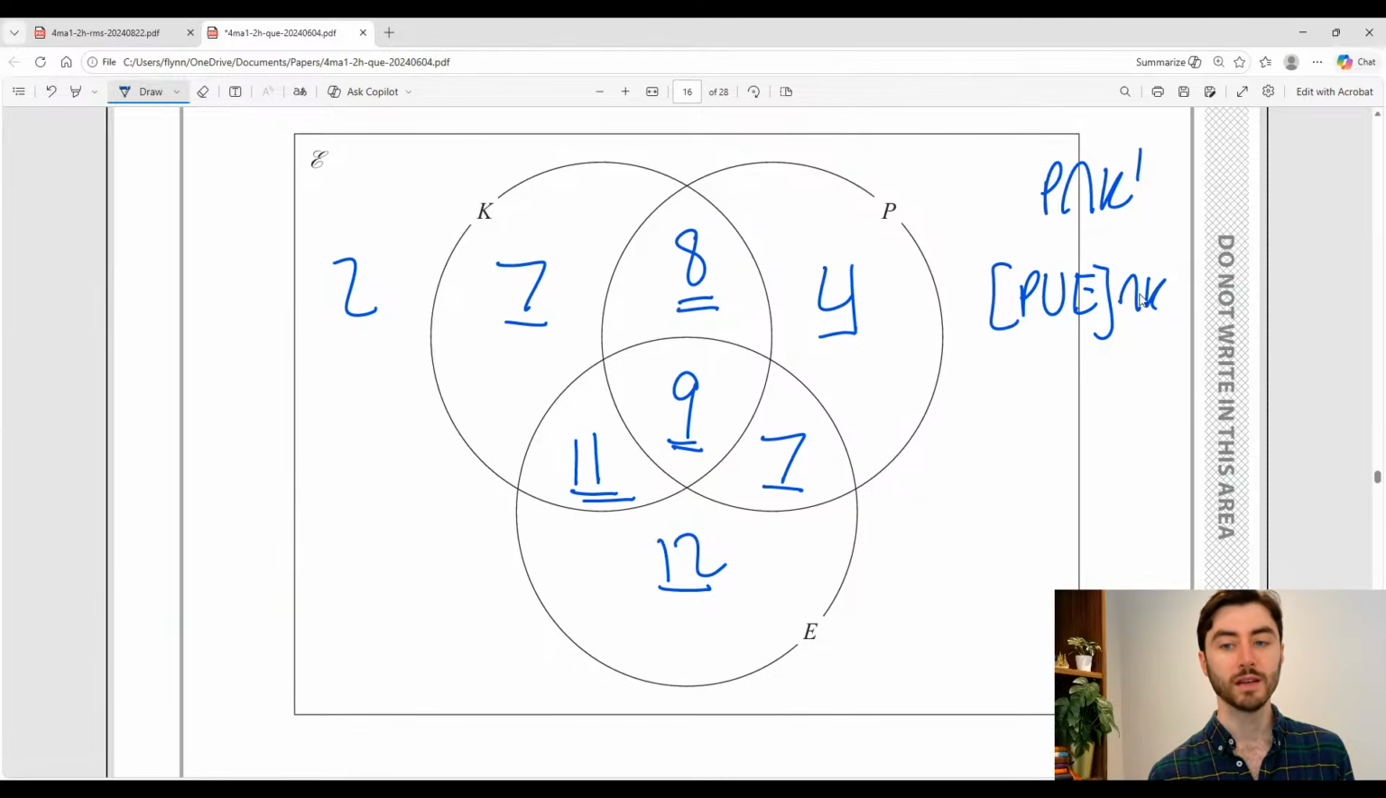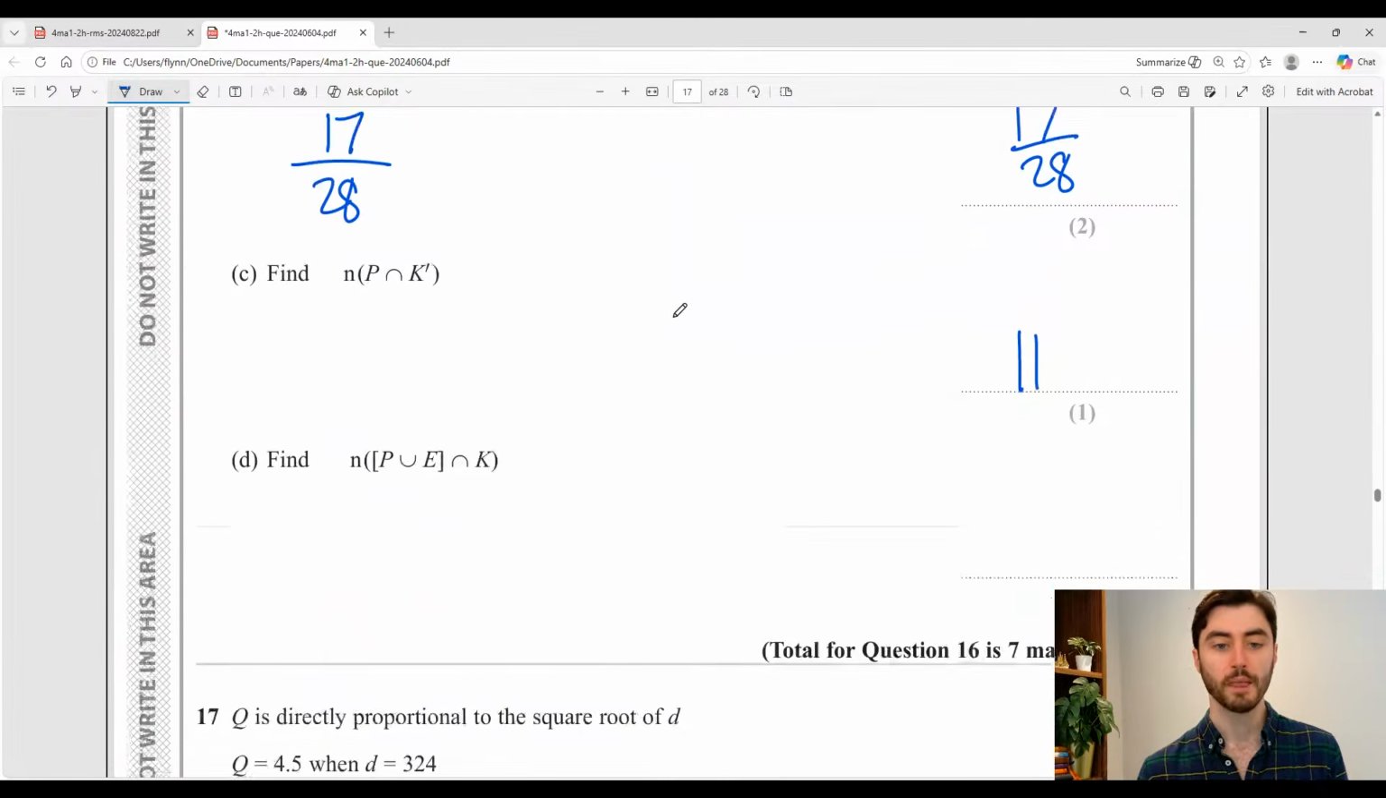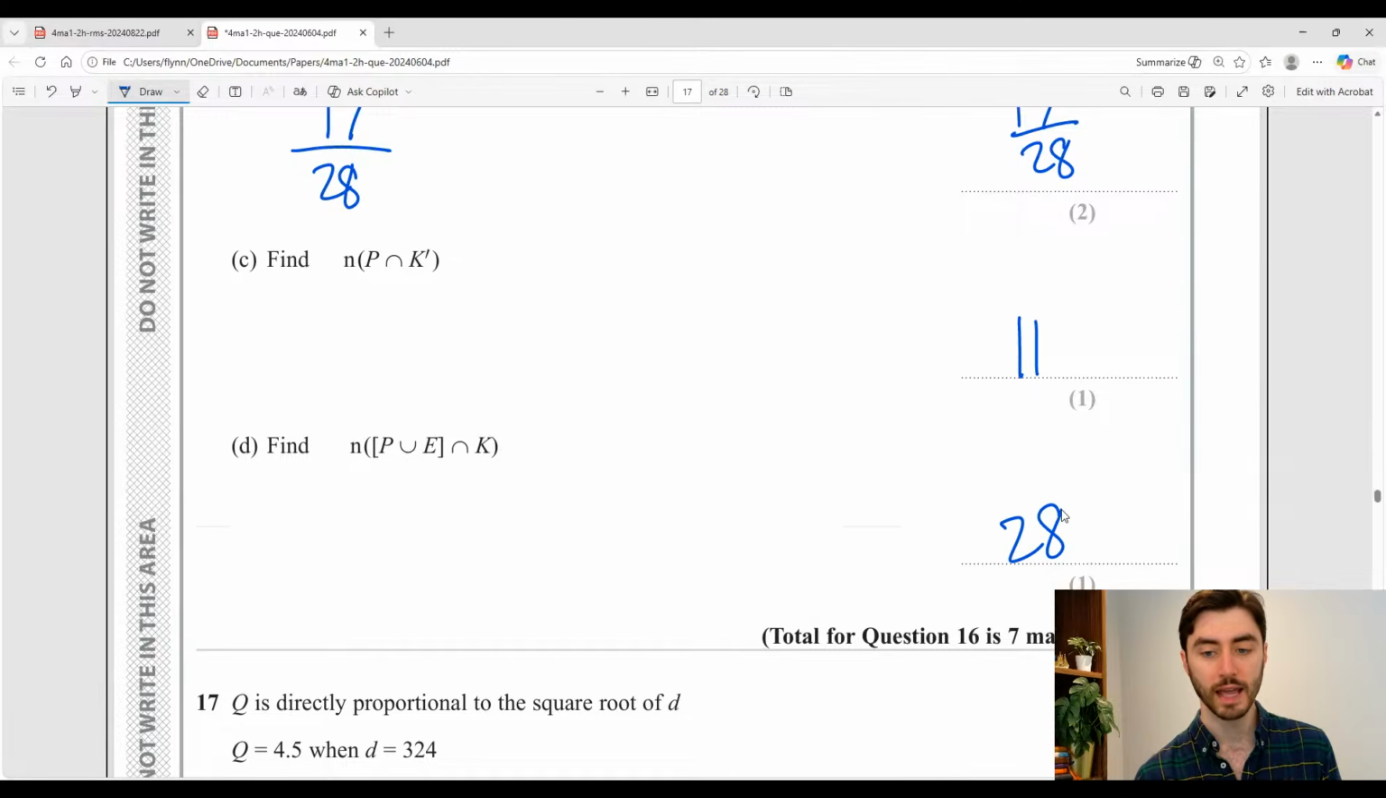And I can see because it's an intersection, I want everything that's double underlined, and that will be these 3 here. So 11 plus 9 is 20, plus 8 is 28. And so the number in there is 28 total.